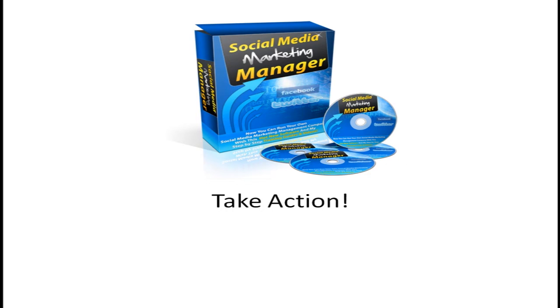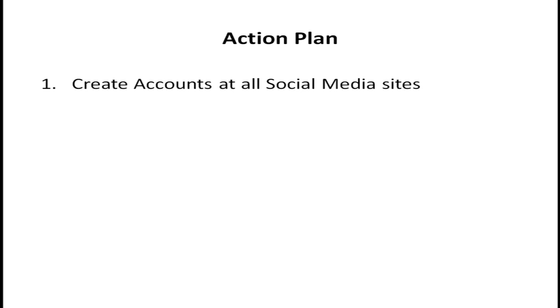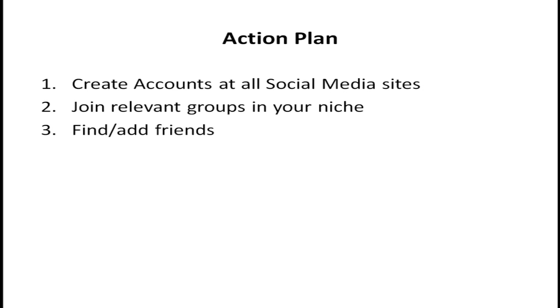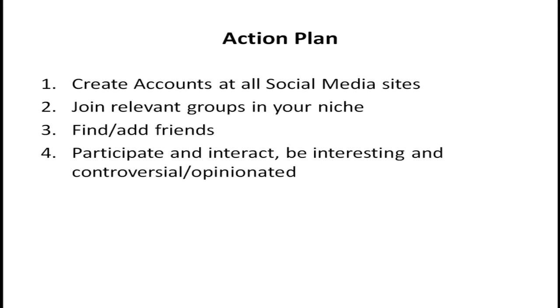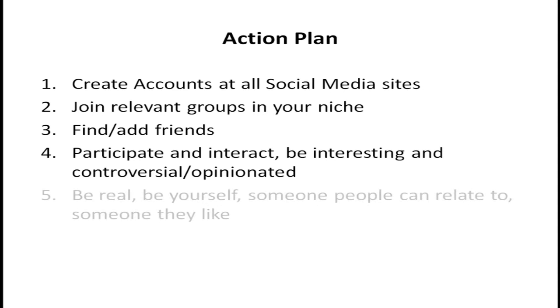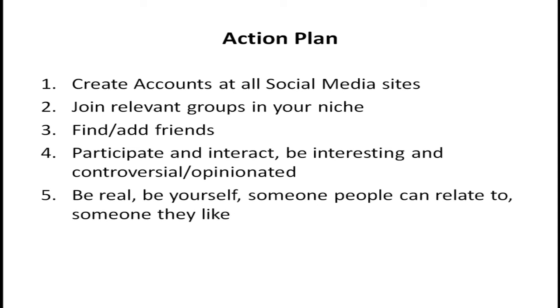Action with social media marketing. Create an action plan. First, list out all of the accounts that you want to create at the social media sites and create them. Second, find and join relevant groups in your niche. Third, find and add friends. Fourth, participate and interact. Make sure that your participation is interesting, opinionated, and even at times controversial. Don't try to be somebody else. Be real. Be yourself. That way people will relate to you and they will start to like you and follow you.